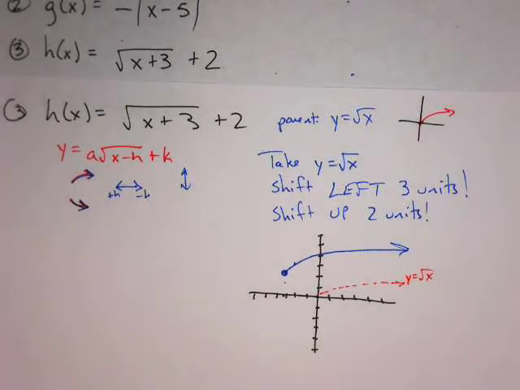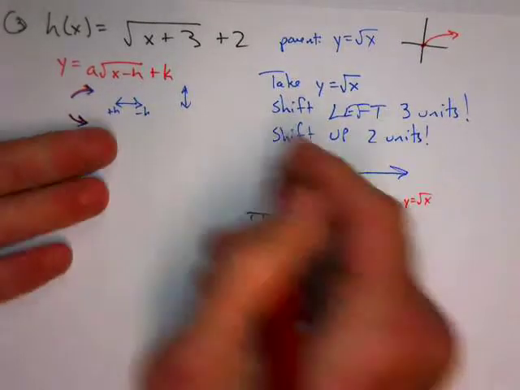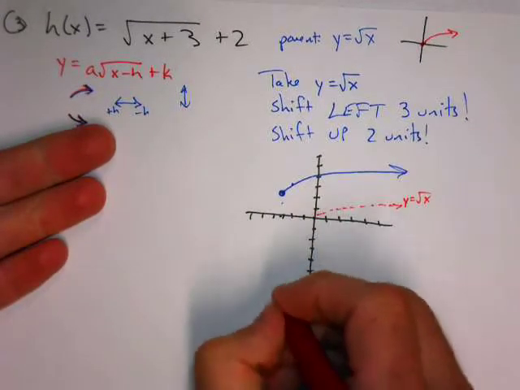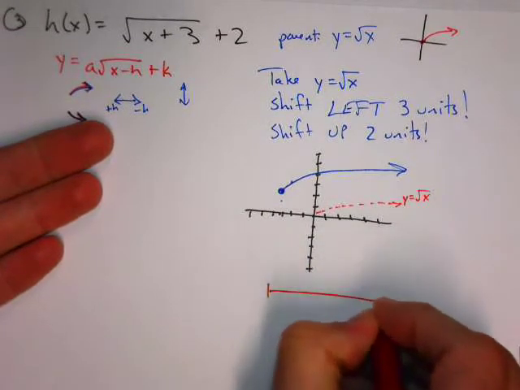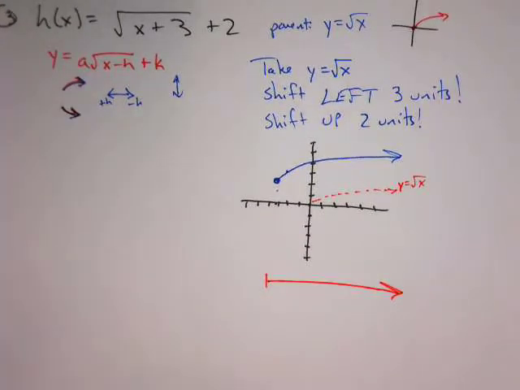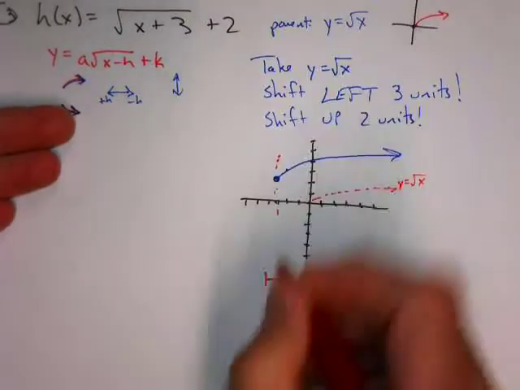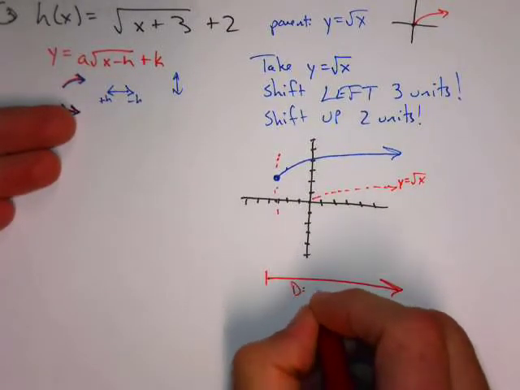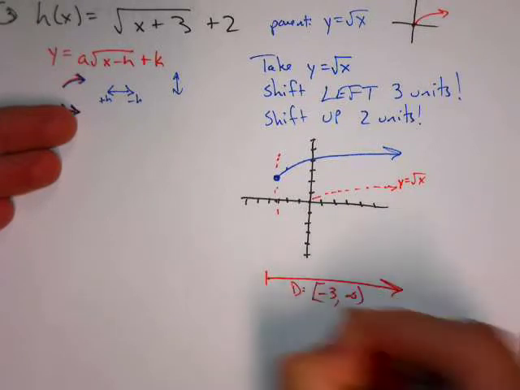What will the domain for this be? Now again, we have domain, which is left to right. So the domain will be from left to right. How far to the left does this graph go? The graph goes as far left as -3 because of that shift. So the domain is actually going from -3 out to infinity.